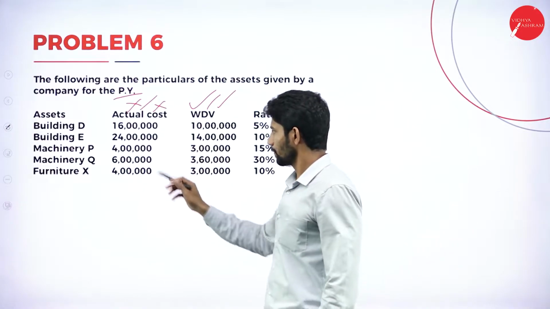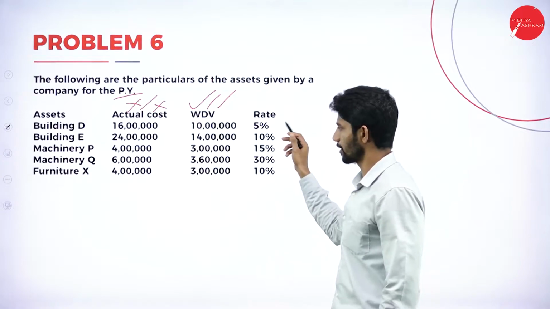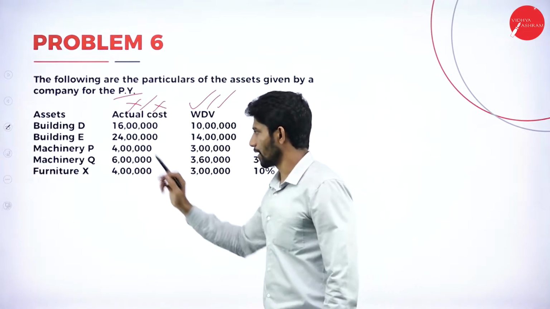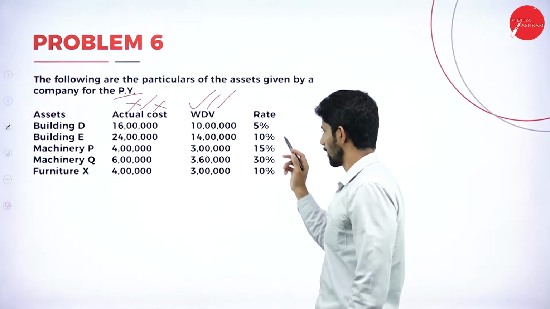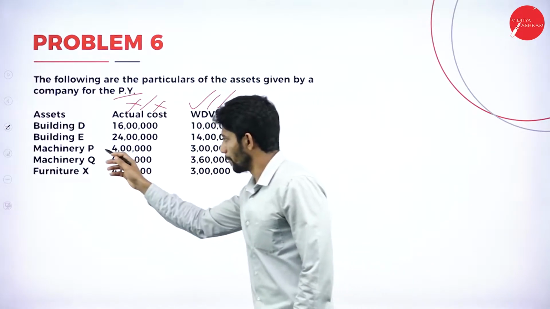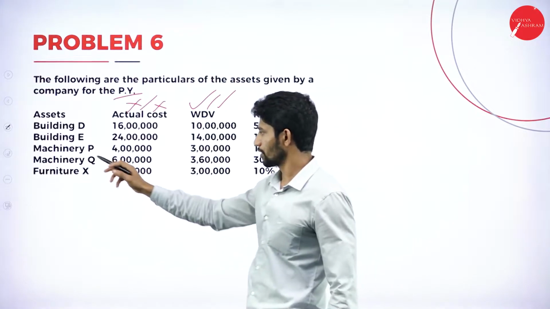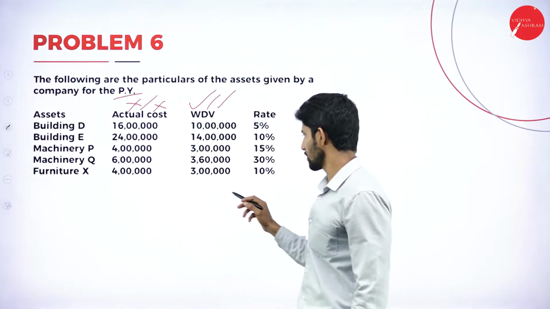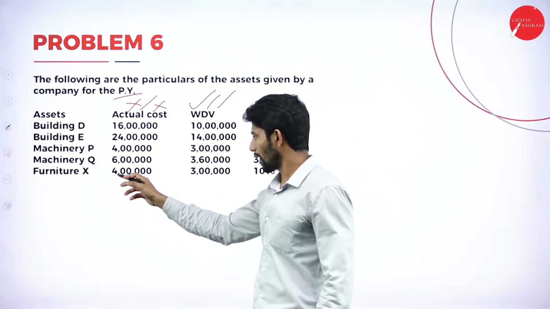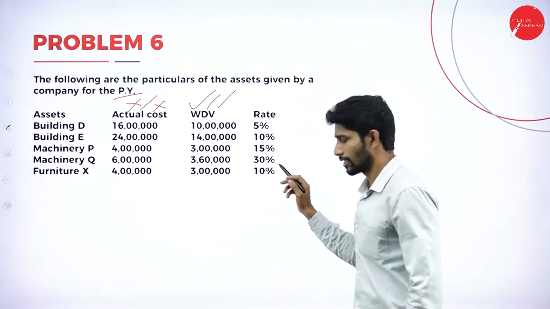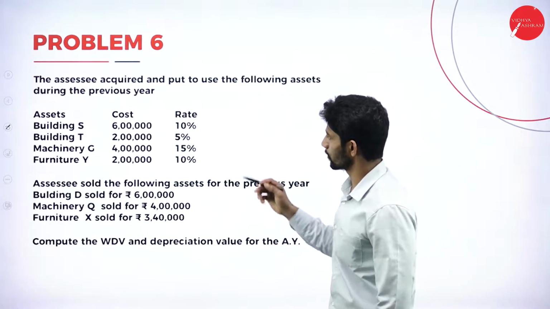So building D, 16 lakhs, WDV value 10 lakhs, rate 5%. Building E, 24 lakhs, WDV value 14 lakhs, rate 10%. Machinery P, 4 lakhs, 3 lakhs, 15%. Machinery Q, 6 lakhs, 3 lakhs 60,000, 30%. Furniture X, 4 lakhs, 3 lakhs, 10%. So moving on, there is a continuation with respect to this problem.